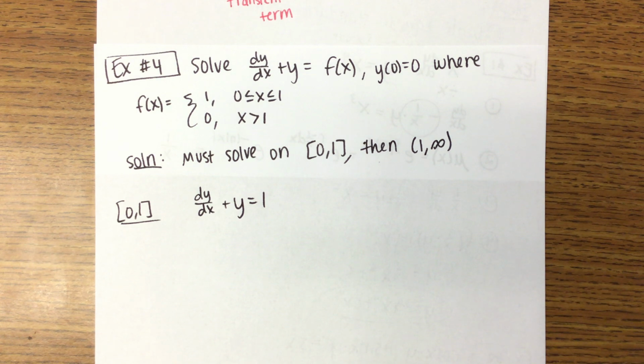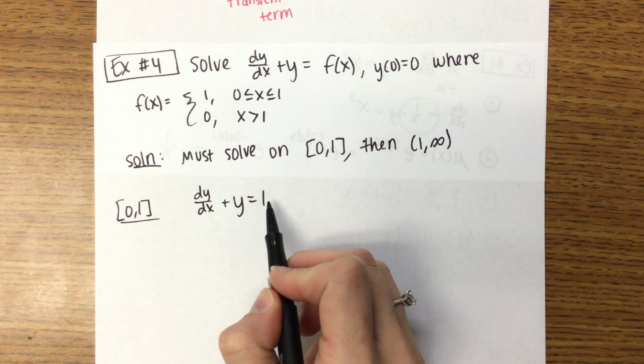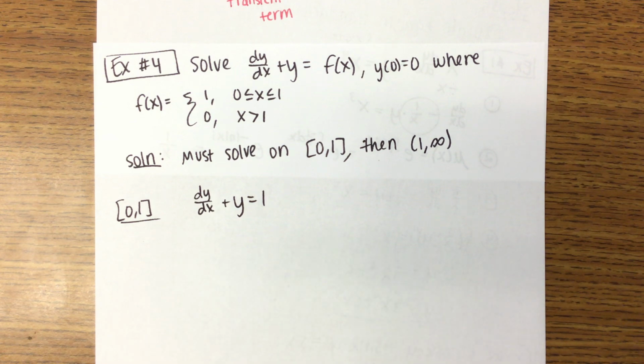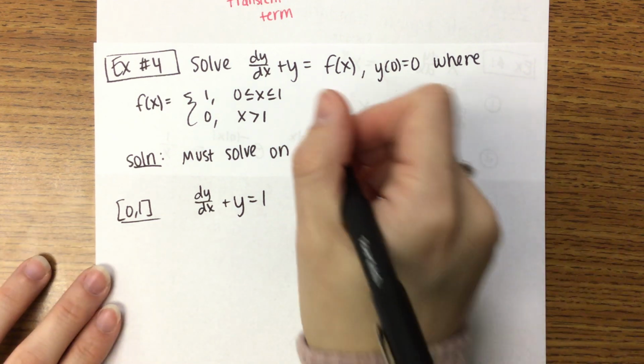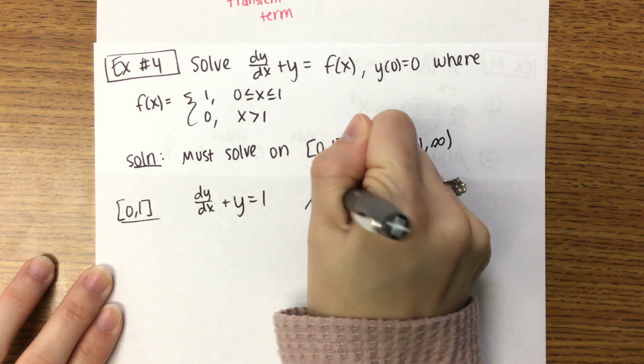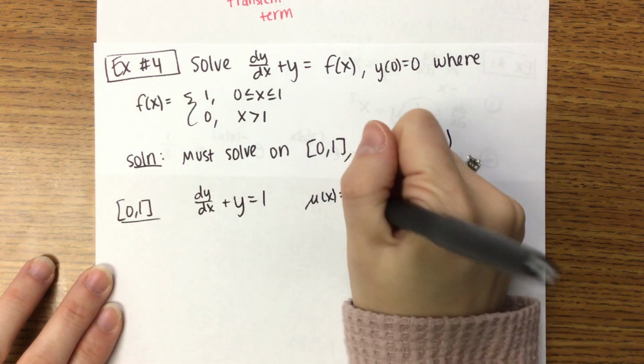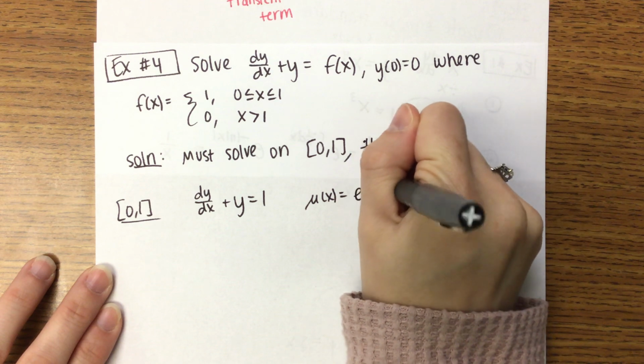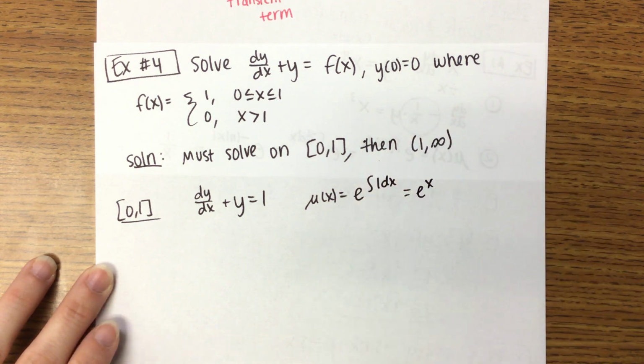This is linear, we know that. If I wanted to, is this separable? So could I solve this using separation? Yeah, you definitely could. Subtract y, divide by that. You'll get dy over 1 minus y equals dx. We're going to do linear just because that's what we're doing in this section. Already in standard form, find your integrating factor. It'll be e to the integral of 1 dx, which is just e to the x.